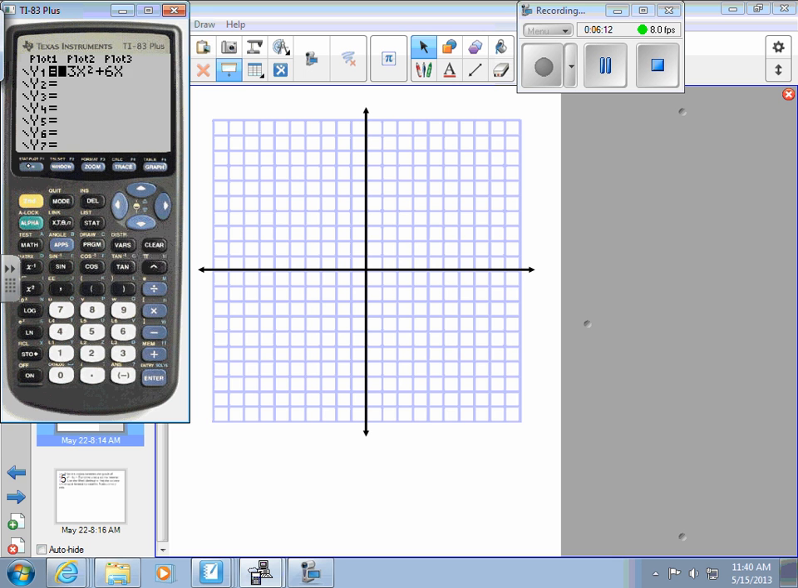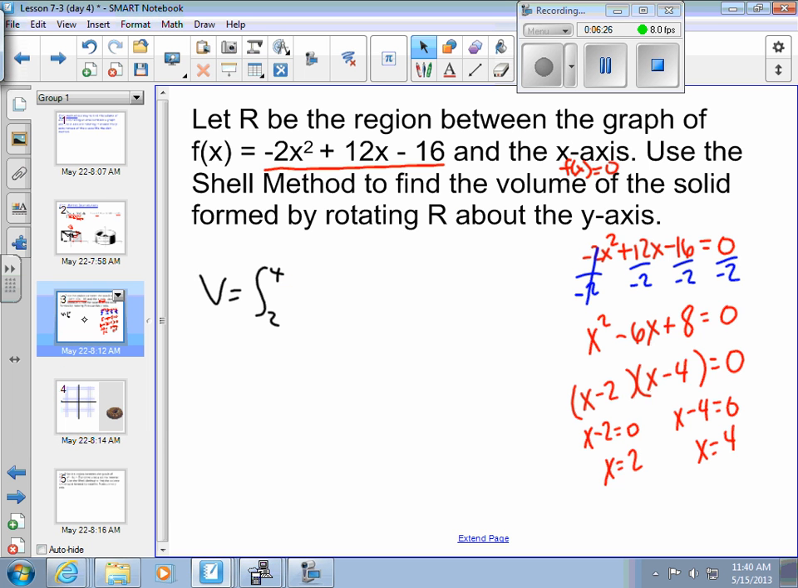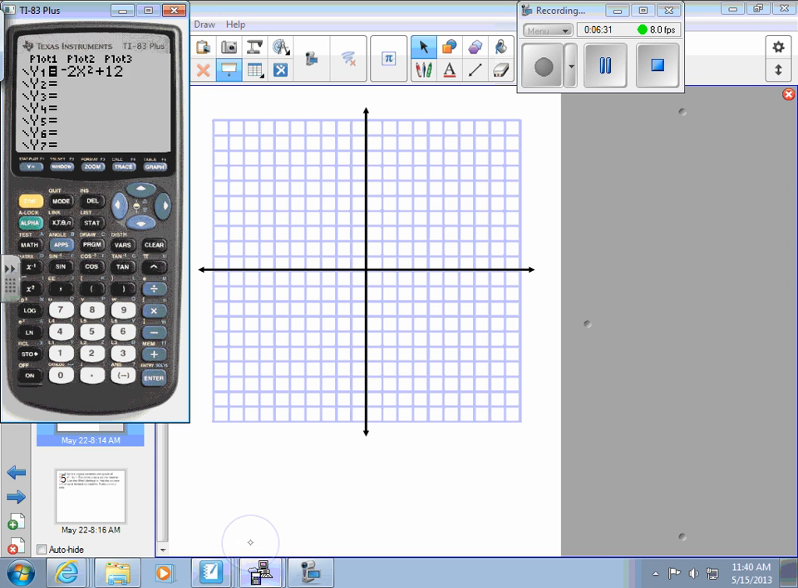What you would want to do is go to your y equals, enter in the equation that we just were looking at, -2x squared plus 12x. What was our equation? -16. And we could graph that one out. And you can see the graph on here does come up.